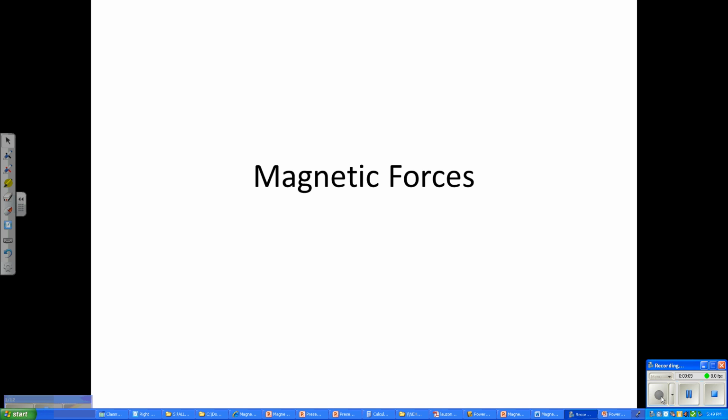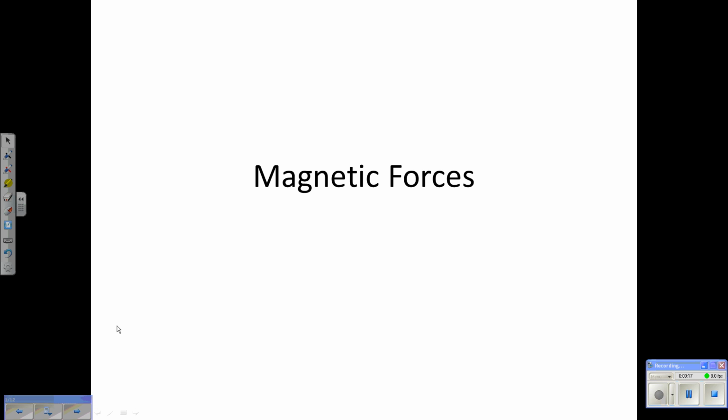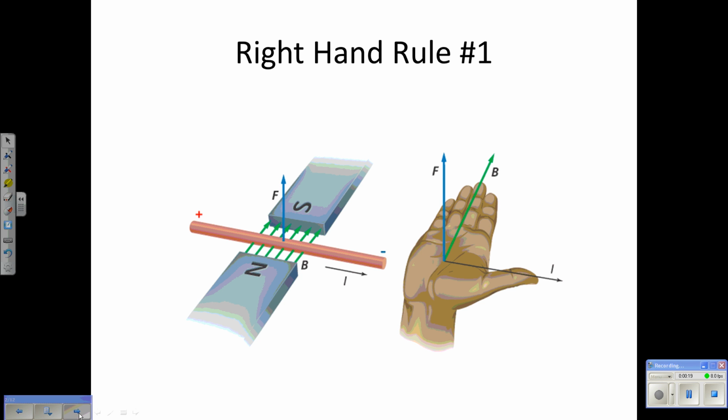Now, last time we looked at the direction of magnetic forces. This time we're going to be looking at the magnitude, or how strong those magnetic forces are. In other words, numbers. Alright, last time we looked at the right-hand rule.